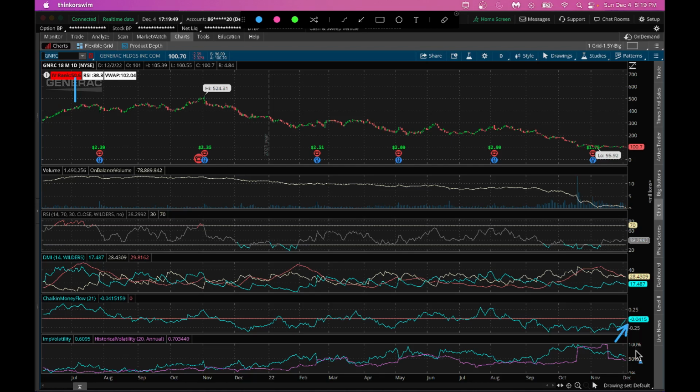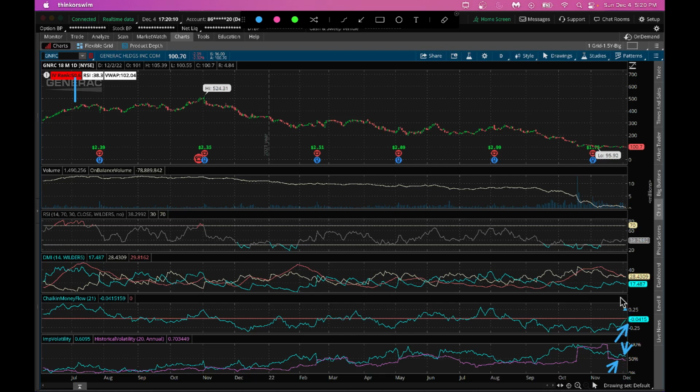And current implied volatility is higher than the historical implied volatility, indicated by this light blue line here, which is current implied volatility. The pink line is the historic IV. So because current IV is over historic IV, it's a good time to sell put options.